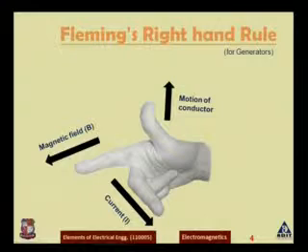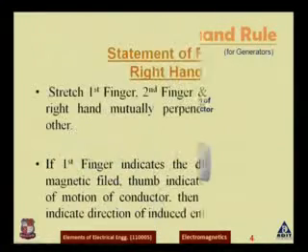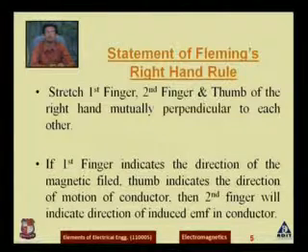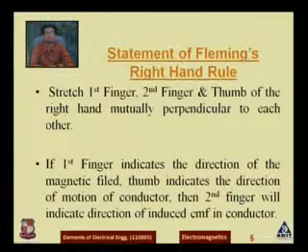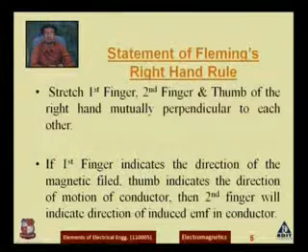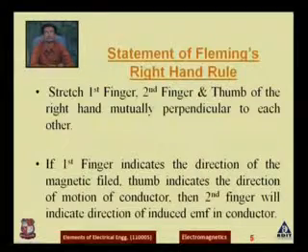This Fleming's right hand rule is widely used for generators. The statement of Fleming's right hand rule is: stretch the first finger, second finger and thumb of the right hand mutually perpendicular to each other. If the first finger indicates the direction of the magnetic field and the thumb indicates the direction of motion of the conductor, then the second finger will indicate the direction of induced EMF in the conductor.